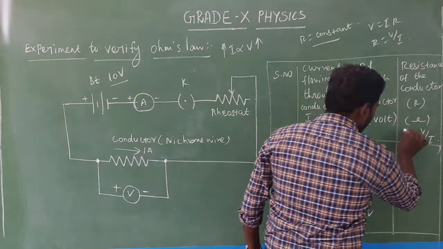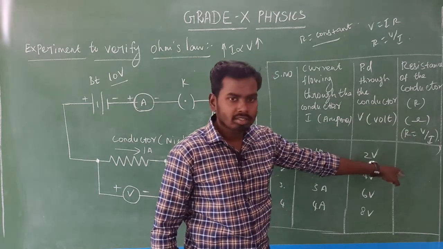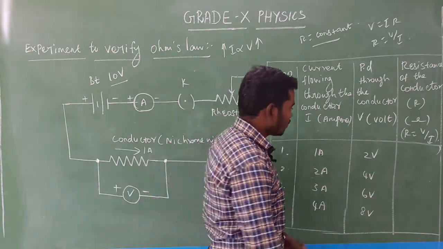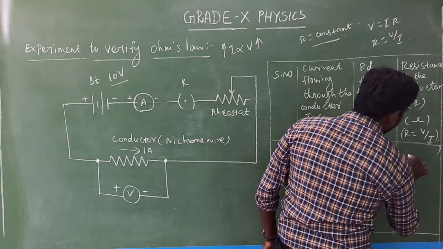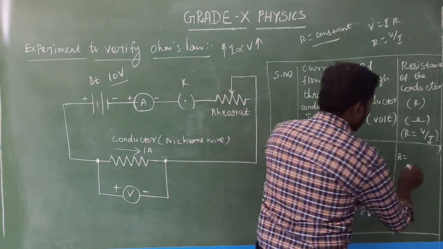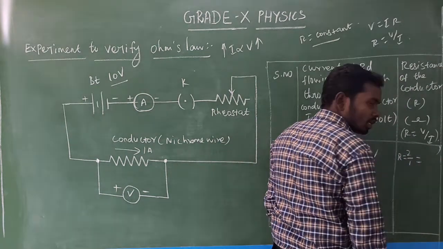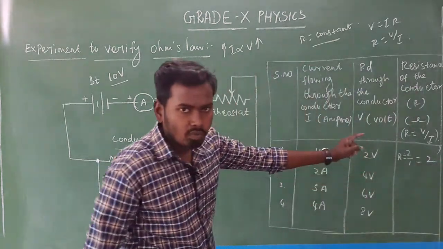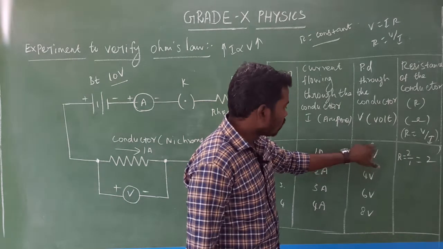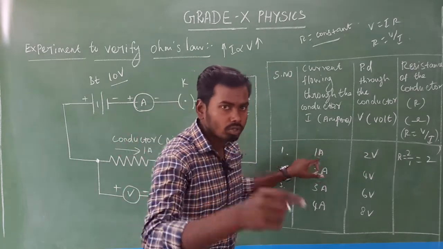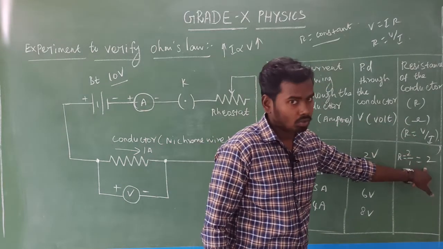Am I right? Yes. You substitute this potential difference value and current value, and we can get the resistance value. So here, substitute all these values. R is equal to V, the potential difference 2, divided by the current value 1. So 2 by 1 is equal to 2. So the resistance value is 2 here. Look at here. For 1 ampere current flowing through this conductor, the resistance value is 2 ohm. Is it clear?